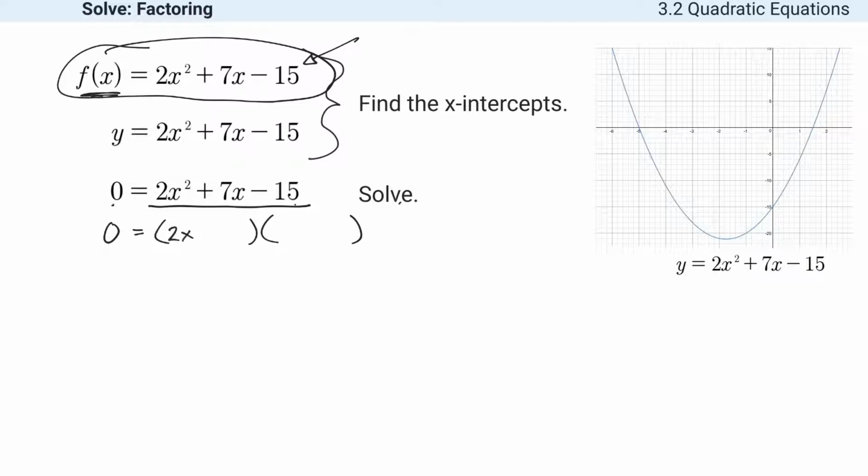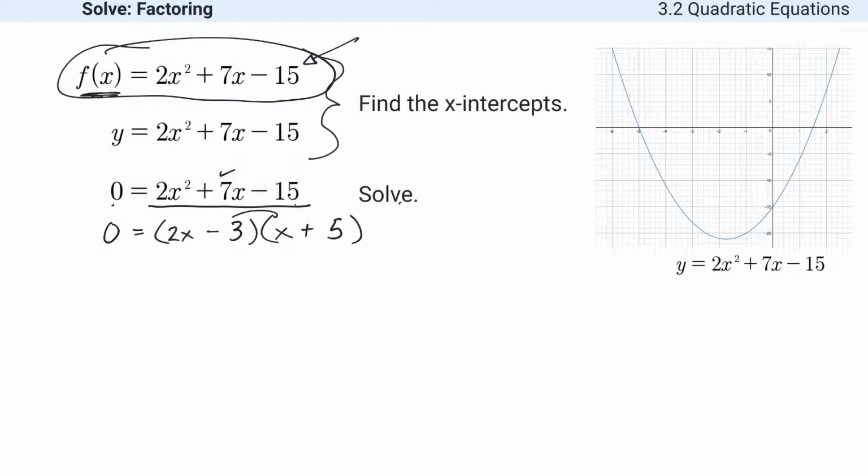Okay, I'm just going to do guess and check. So 2x and an x, and why don't I try a 5 here and a 3 there maybe? And why don't I make this plus and this a minus? I'm thinking. So let's check. So it'll be 2x squared plus 10x minus 3x. It'd be a 7x. Yes. Minus 3 times 5, minus 15. So that is the correct factorization of that function above.